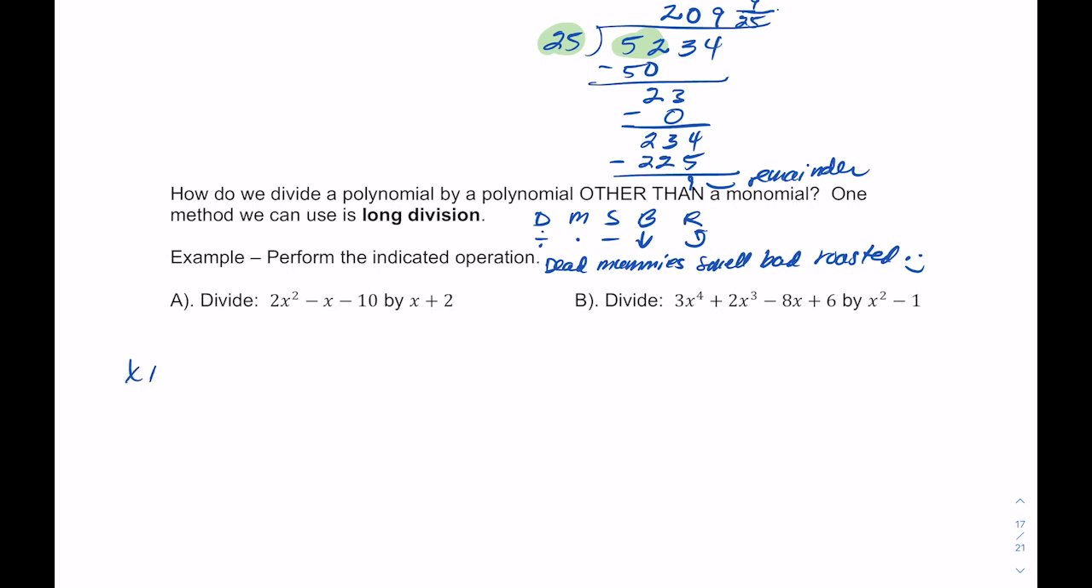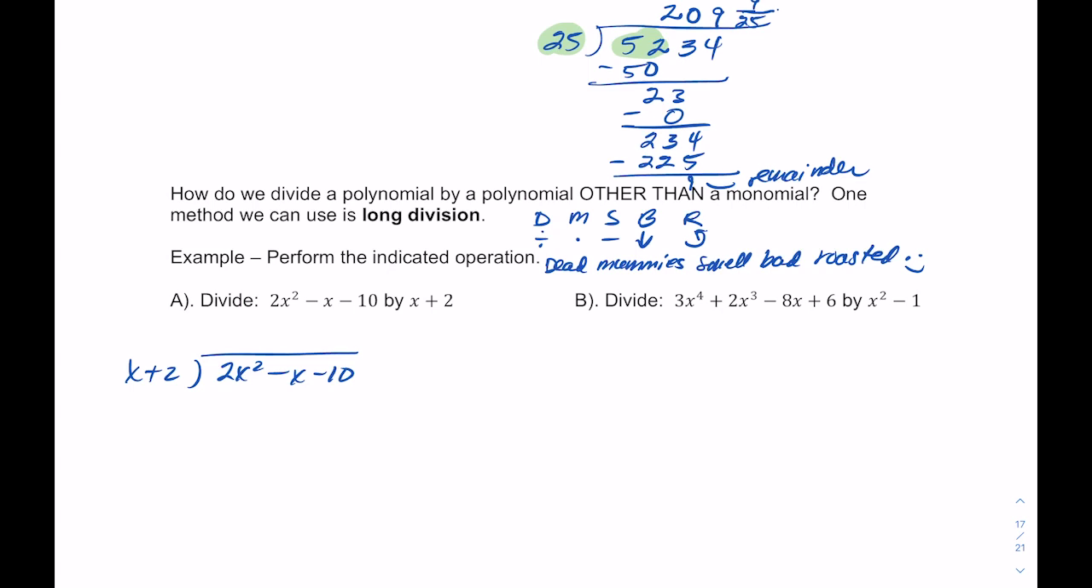So I'm going to take my x plus 2, that's my divisor, it goes on the outside. And then the 2x squared minus x minus 10 goes on the inside. And you want to make sure that there's a spot for everything. So if my highest exponent is x squared, I want to make sure that there's an x to the first and then a constant. If it was x to the third, I'd want to make sure there was an x squared, an x to the first, and a constant. So there needs to be a place for everything. If there's not, you're going to put in a 0 for a place filler. And we'll see that come up in the next example.